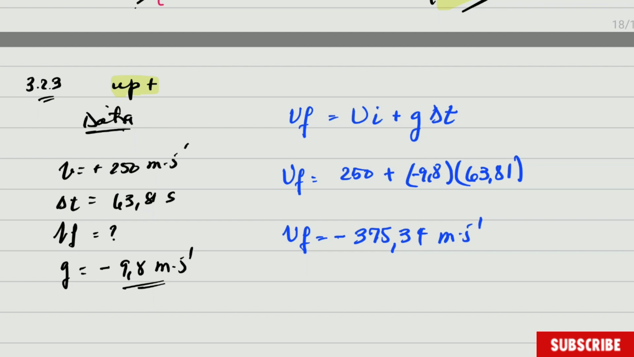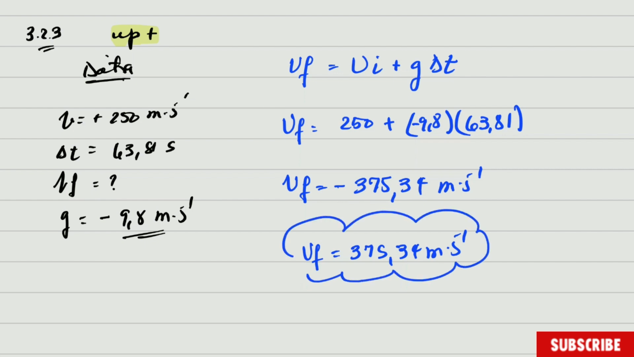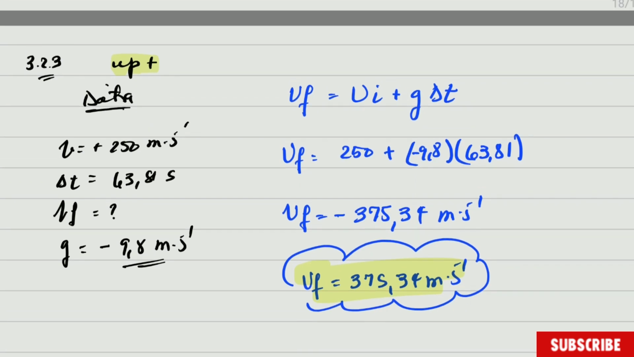Now be careful here. The question said calculate the speed. So the speed doesn't have direction. The final answer will be that the final speed is equal to 375.34 meters per second. That is the final answer for this specific question. I hope that is clear. It's really not too bad, guys. So let's go to the final question here.